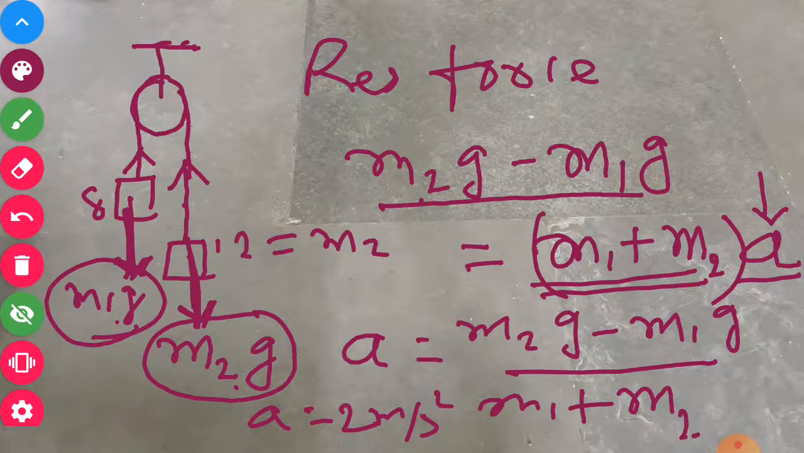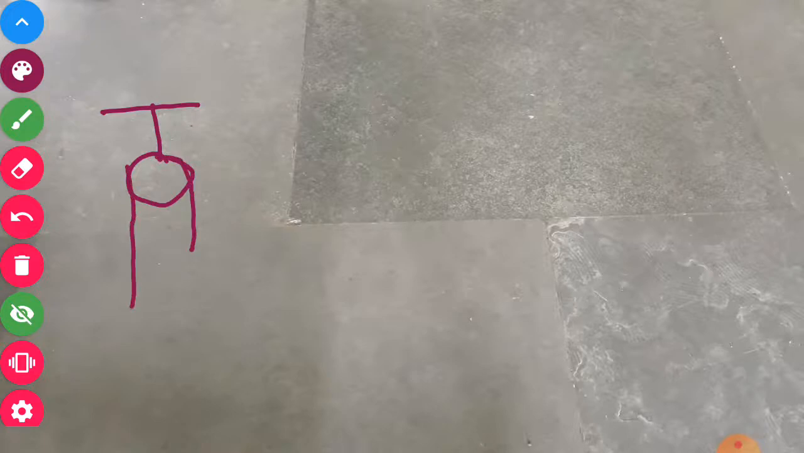Now we want to find the tension. Again, it is very easy to find the tension also. Say for example you want to find the tension in the string. Again, I am drawing the figure for you. This is the pulley and this is the situation of how the masses are there. This is the tension T.